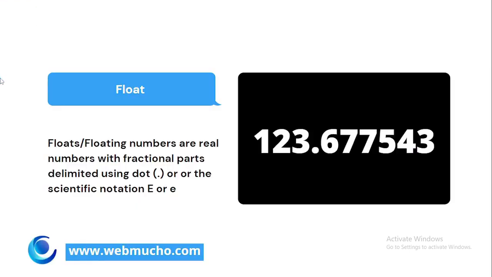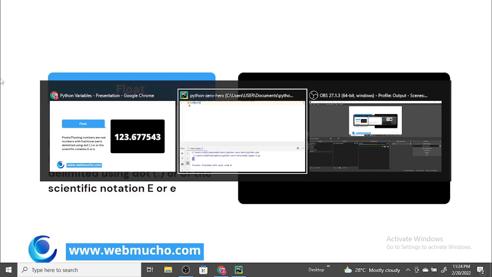So let's talk about floats. Basically floating numbers, or floats, are real numbers with fractional parts. Something like 123.677543 is a float number. This can also be denoted by scientific notation, with capital E or small e, and we'll see that in action in our code.